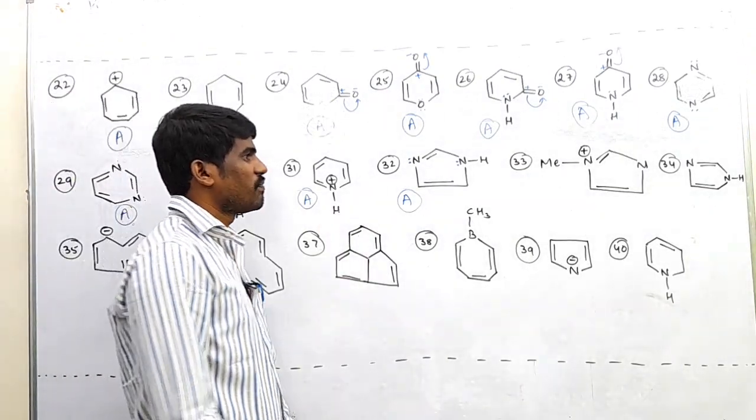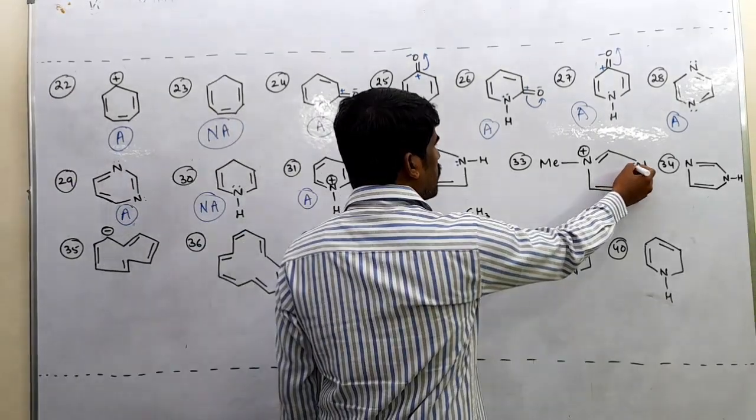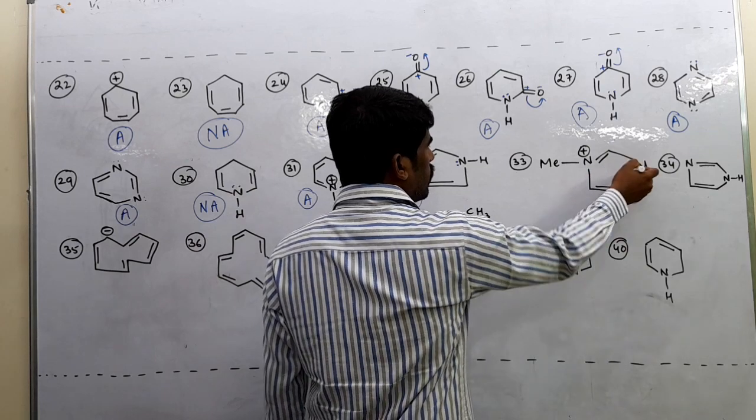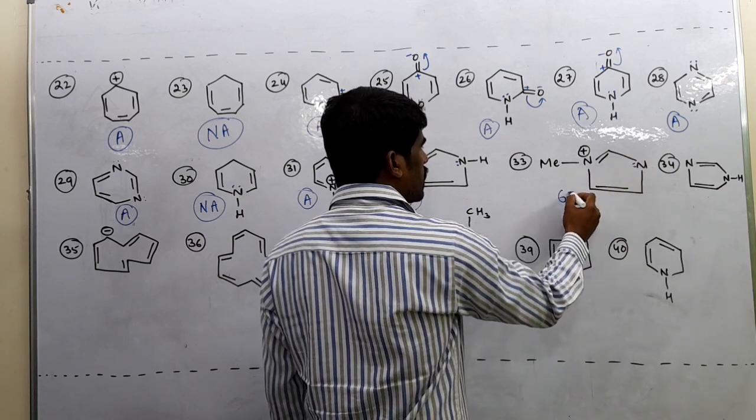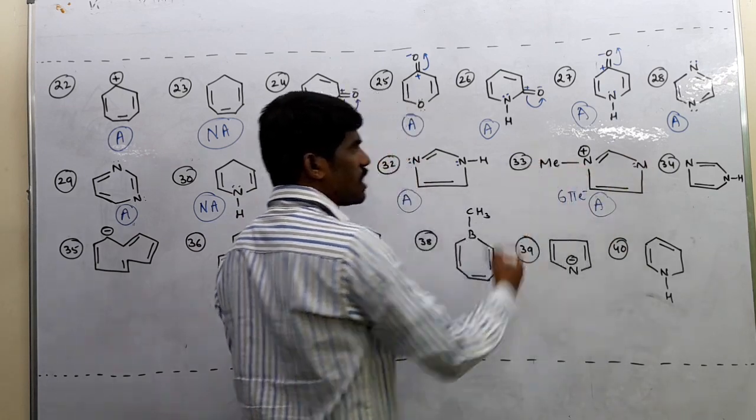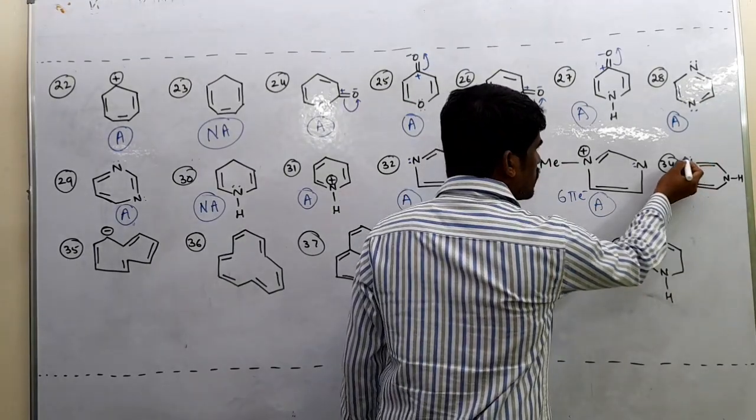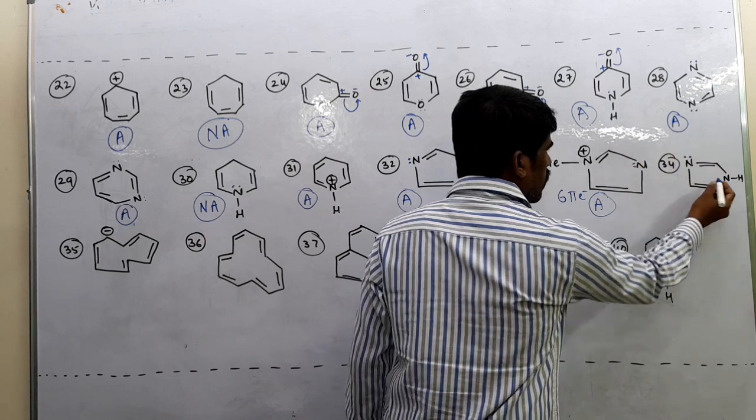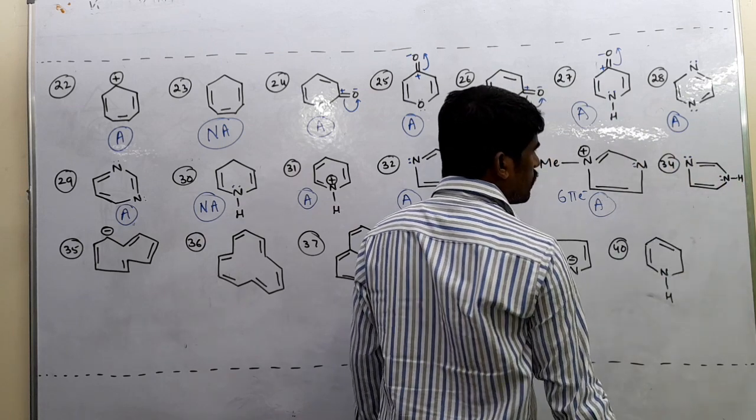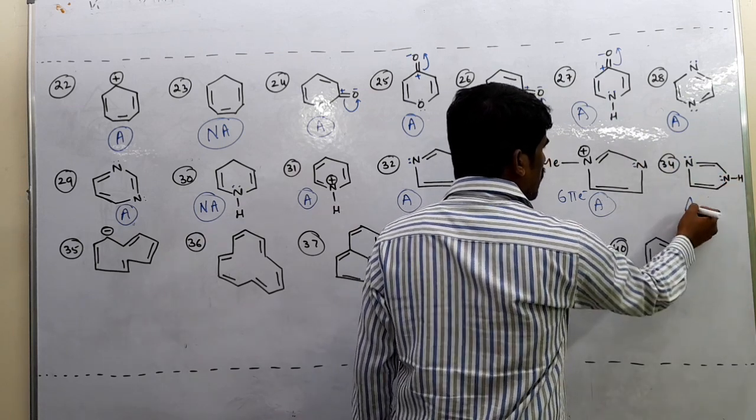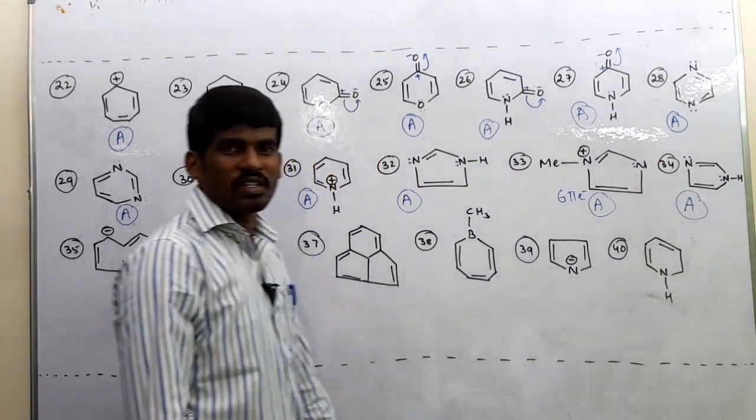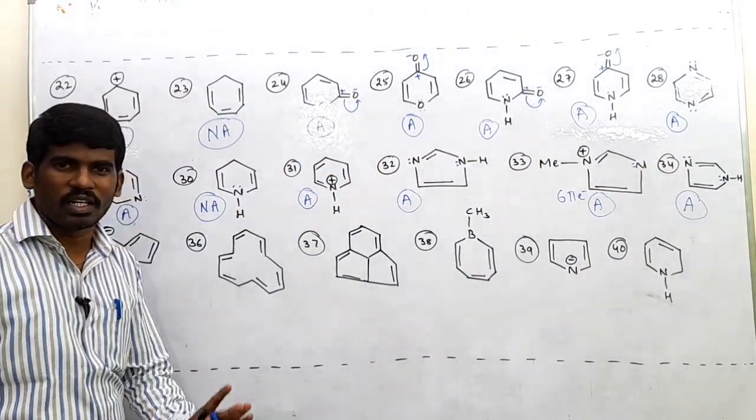The compound is aromatic. Here also same thing. This lone pair is localized, and pi, lone pair, pi conjugation, so 6 pi electrons are there, the compound is aromatic. And when it comes to here, this lone pair is localized, not involved in conjugation, but this lone pair is involved in conjugation. 6 pi electrons here also, the compound is aromatic. Hope you are following it, everyone.